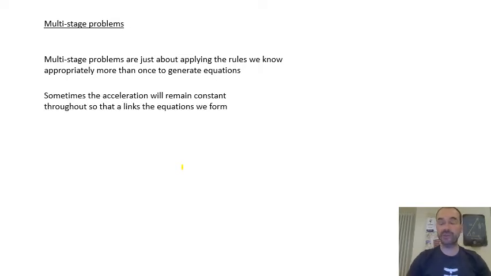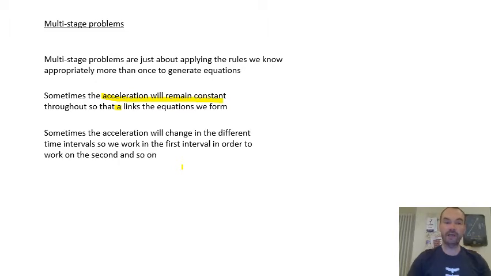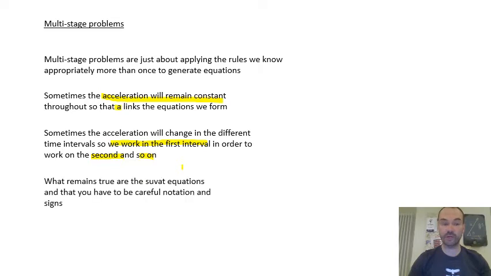Sometimes we've got two sets of examples typically. Sometimes the acceleration will remain constant throughout, so A, the acceleration, will link the equations we form. And other times the acceleration might change in the first, second, third, fourth time intervals. So often we work in the first time interval to find how that finished in order to start the work on the second, which means we can then go on to work on the third, and so on and so forth. There'll often be some forming and solving of simultaneous equations.